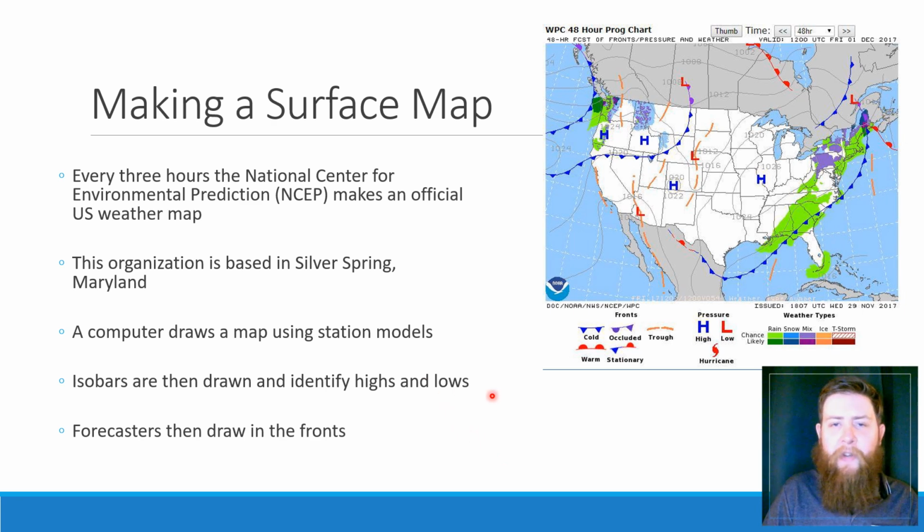And then we've got surface maps. Every 3 hours, the National Center for Environmental Prediction, or NCEP, makes an official U.S. weather map. It looks like this. This organization is based all the way over here in Maryland. Using station models from a lot of local weather areas, this computer makes this map. It makes these isobars, which are these lines here that are all the same pressure. It identifies the high areas, it identifies the low areas, and then forecasters can draw in the fronts and see how these are moving through these weather systems.